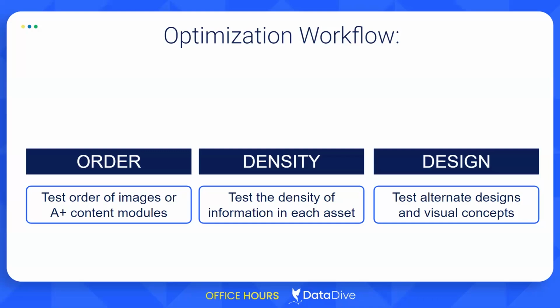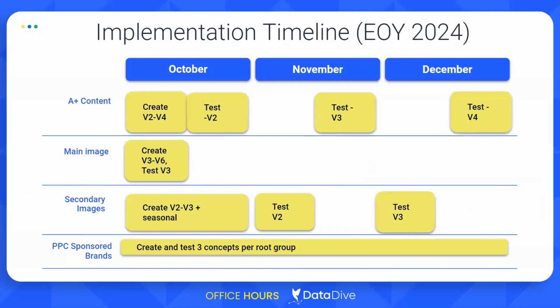And then the last one, this one takes a little bit more time, is try testing alternate design. So again, it's going to be that same graphic that talks about the inclusions in your product, but you're just going to say, hey, how could we make this look different? And then you're going to come up with some kind of implementation timeline.